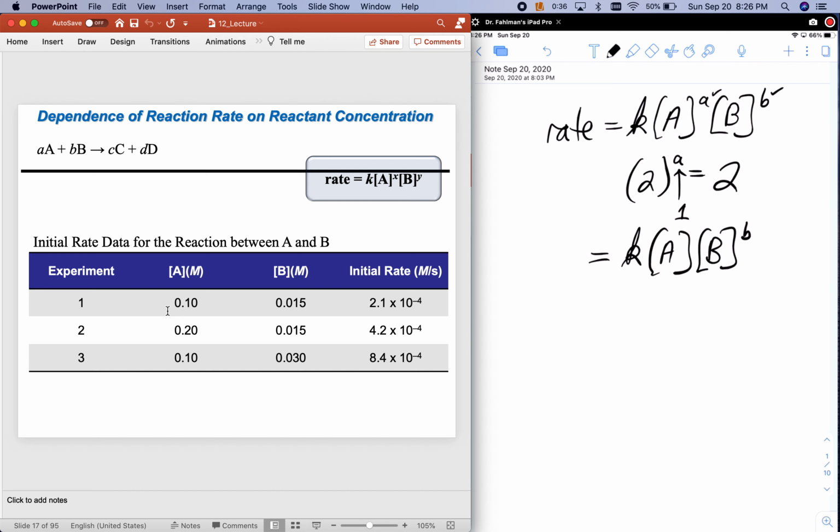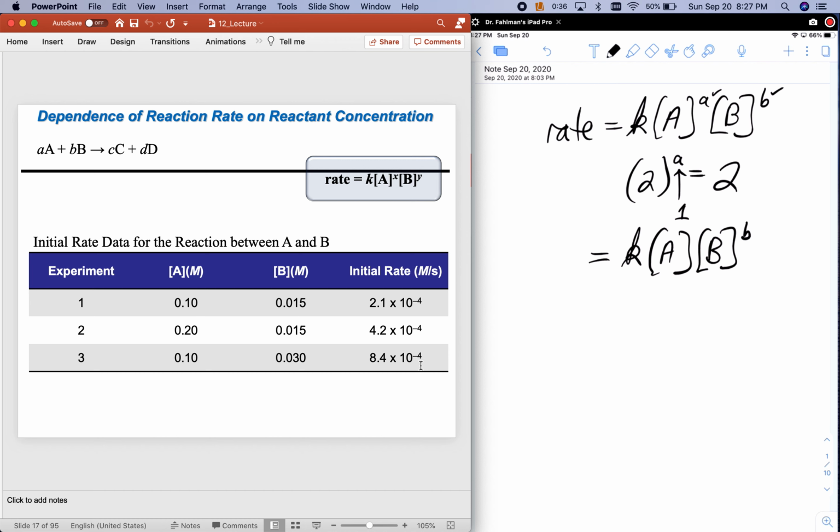Now we want to compare experiments where B is being varied and A is held constant. We'll look at experiments 1 and 3. In this case, you are doubling B, because 0.03 divided by 0.015 is 2. Then if you punch into your calculator, I'll do it with you, 8.4 divided by 2.1, you see that that's going up by a factor of 4.